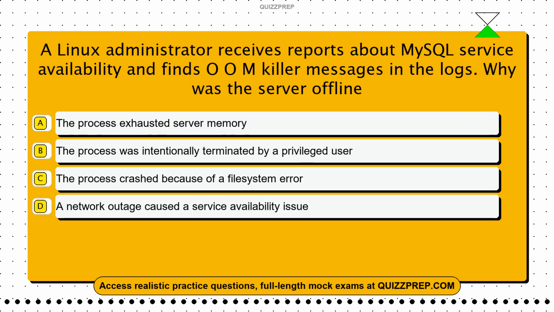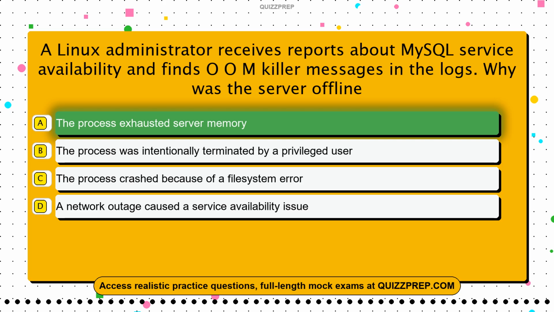Question 66. A Linux administrator receives reports about MySQL service availability and finds OOM killer messages in the logs. Why was the server offline? Option A. The process exhausted server memory. Option B. The process was intentionally terminated by a privileged user. Option C. The process crashed because of a file system error. Option D. A network outage caused a service availability issue.